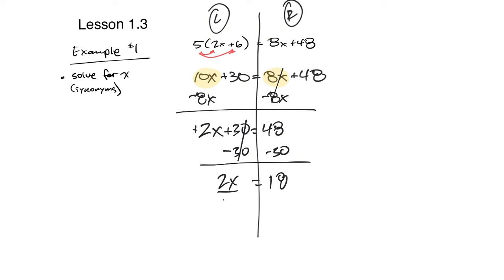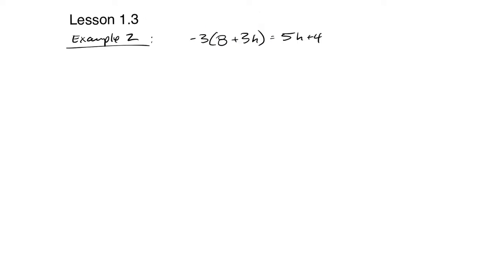I have 2 times x, so I need division. That's division right there. Divide both sides by 2. 2 divided by 2 is x. 18 divided by 2 is 9.